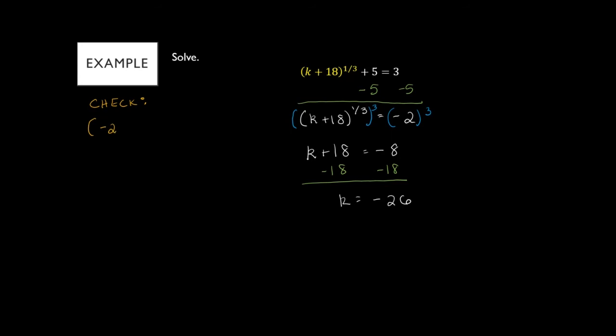So I'm going to plug in -26 for k. So we have -26 plus 18 to the 1/3 power plus 5 equals 3. So -26 plus 18 is going to give us -8. So we have -8 to the 1/3 power plus 5 equals 3. And so that is the same as taking the cubed root, but you can also do the 1/3 on your calculator like that, like I showed on Desmos.